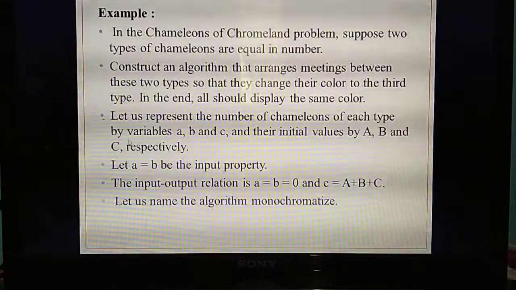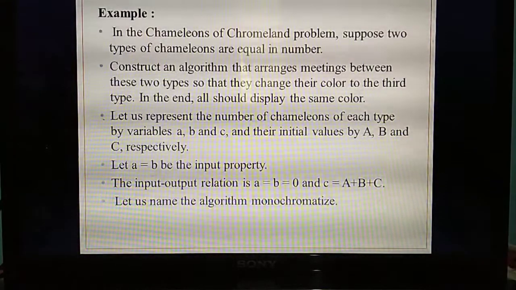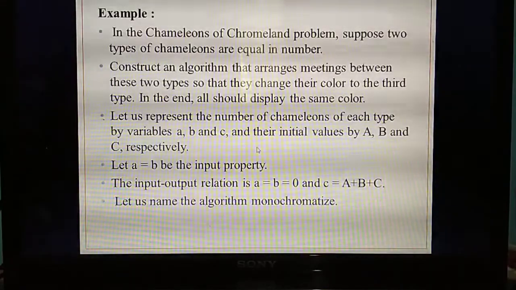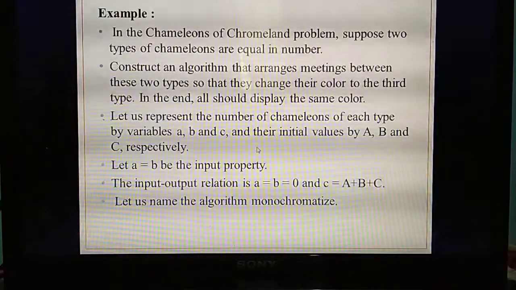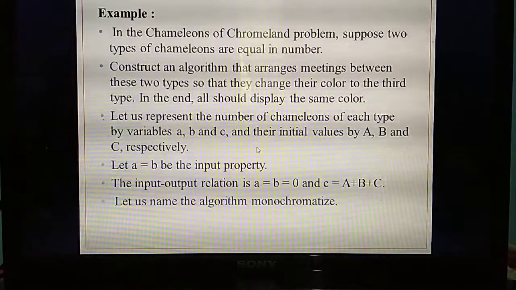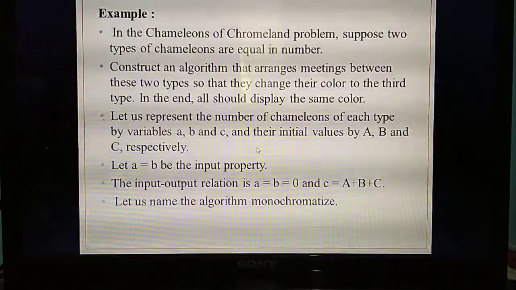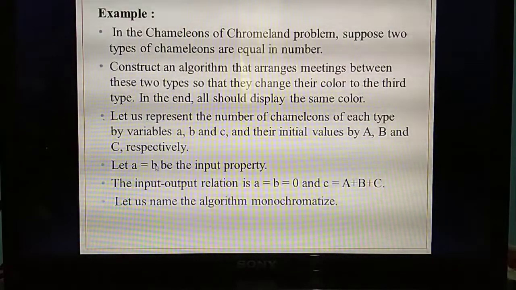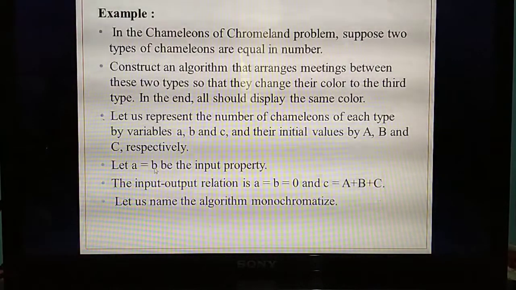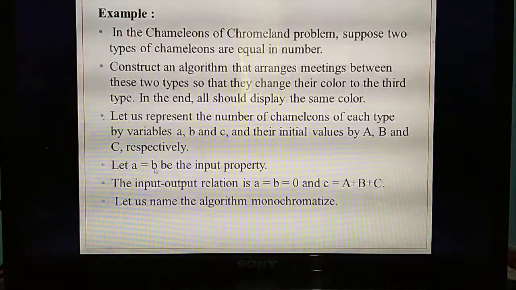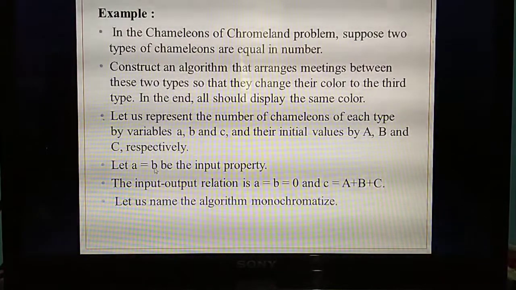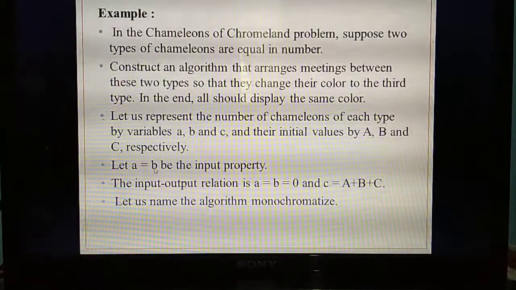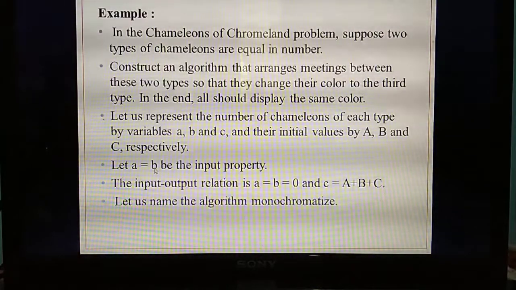Next, what's the input property? In the question, what have they given? If two types are equal in number, then the third type needs to change its color. Isn't it? So you consider the input property: if A equals B. That means the first color and the second color are equal in number. For example, I said red color is 2 and green color is 2. If two types are in the same number, the same color.